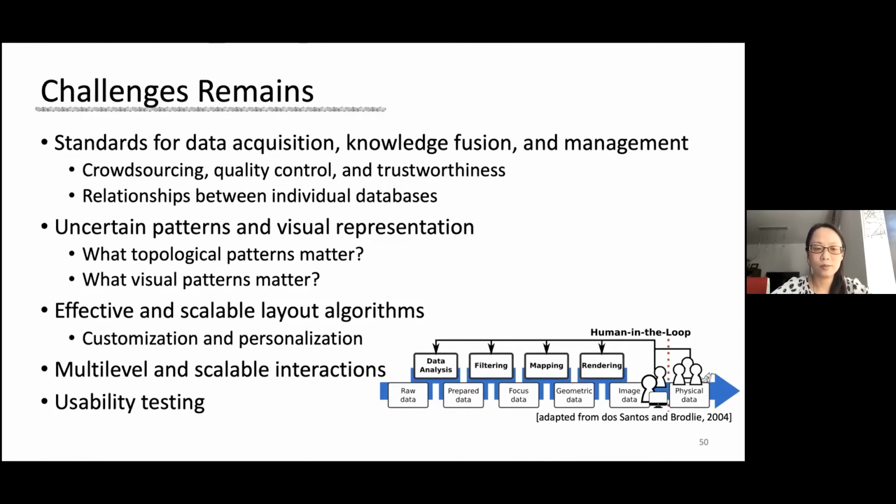There are several challenges that still remain for biological network visualization. For example, there are many standards for data acquisition, and how we can fuse this knowledge together and manage it. For example, there are graph databases that allow us to do crowdsourcing for collecting the relationships in the pathway. But how can we guarantee the quality and the trustworthiness of the input data?